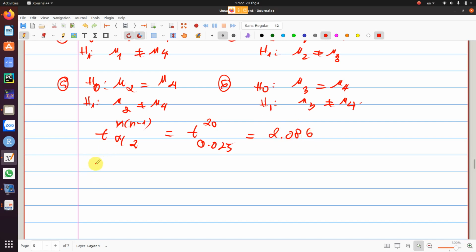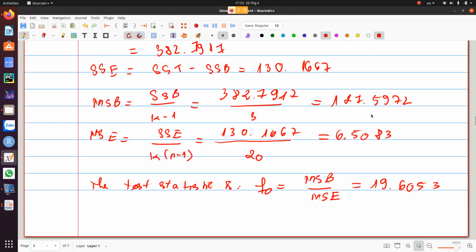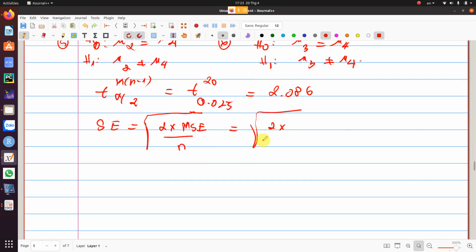So now we already have the upper quantile. We need SE, because LSD is SE multiplied by the upper quantile. So SE equals square root of 2 times MSE over n. MSE we just computed in the ANOVA model. MSE equals 5083, and n equals 6.